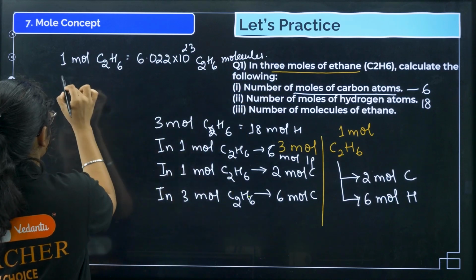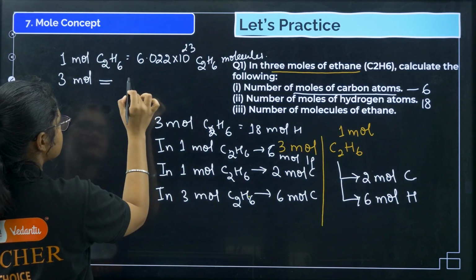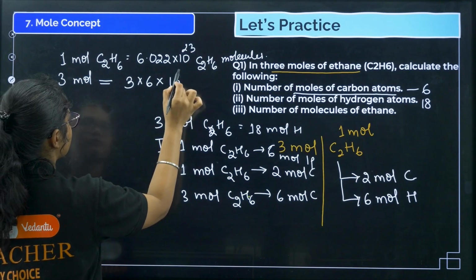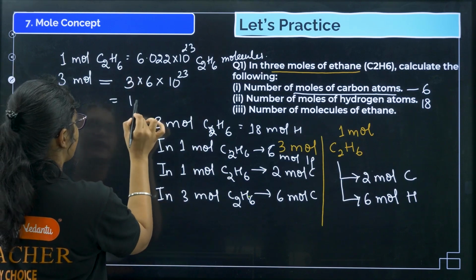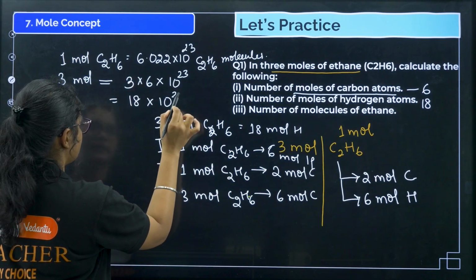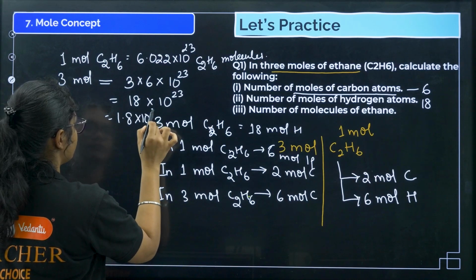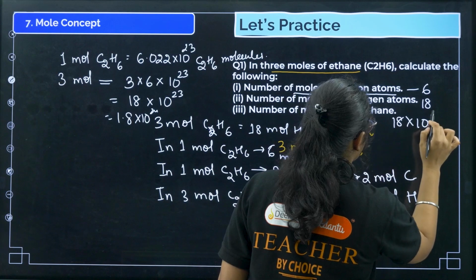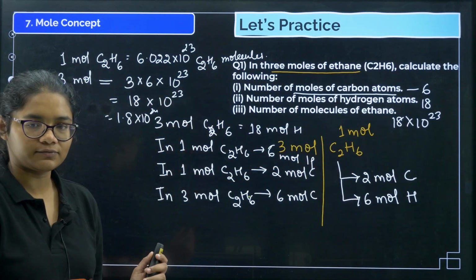Then in 3 moles how much will it be? So in 1 mole it is this much, so in 3 moles it will be 3 into 6 into 10 to the power of 23. For easy calculation I am just considering 6, then I can say 18 into 10 to the power of 23, or you can write 1.8 into 10 to the power of 24. So what will be the answer here? 18 into 10 to the power of 23. Clear? I hope all of you are getting this one.